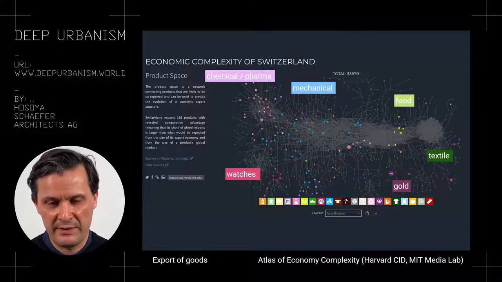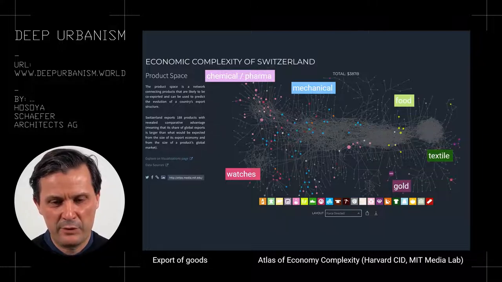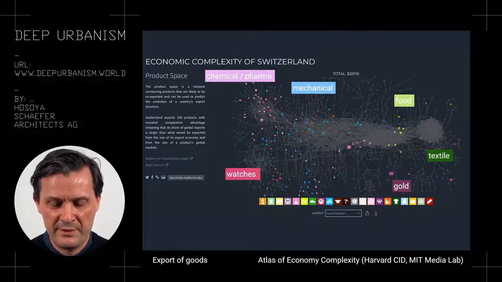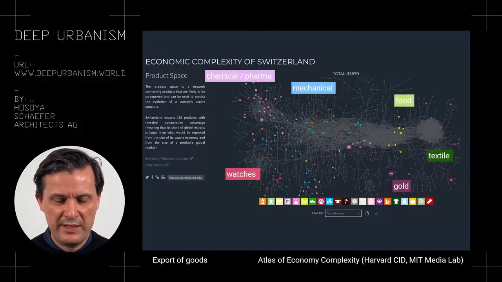This is work done by Cesar Hidalgo at the MIT Media Lab, who analyzes what he calls the economic complexity of a country. And he defines the economic complexity as the spectrum of differentiated industrial goods a national economy is exporting. And he looks at the depth of complexity and innovation in each of these products, as well as he looks at the range of the products which are present in a national economy.